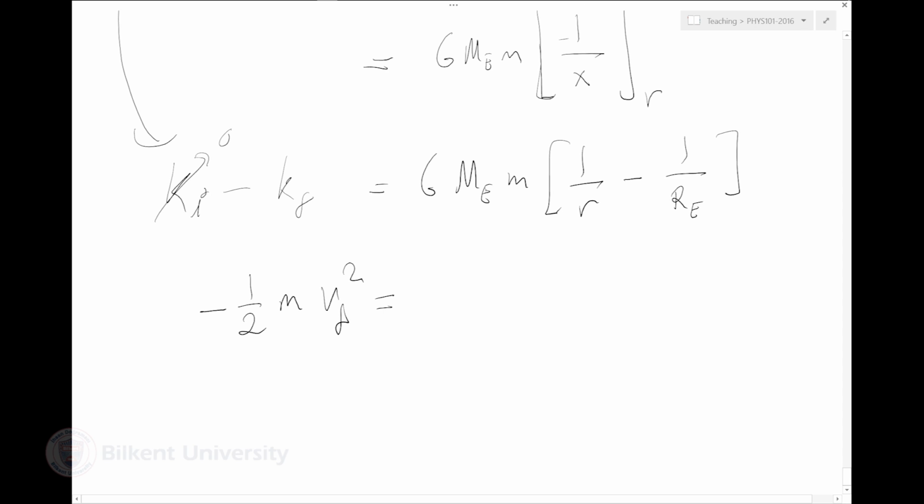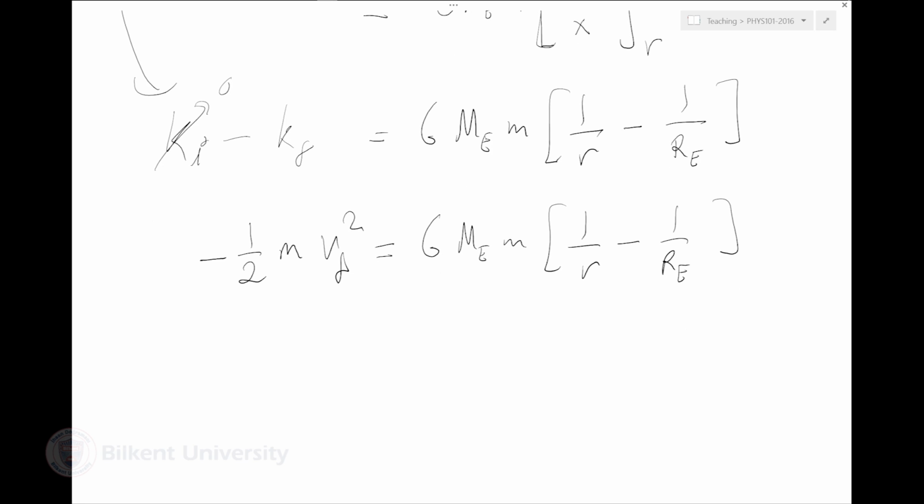Now, be very careful. G, m, e, m, 1 over r minus 1 over r earth. This should be K final minus K initial, right? So it's going to be 1/2 m v square.